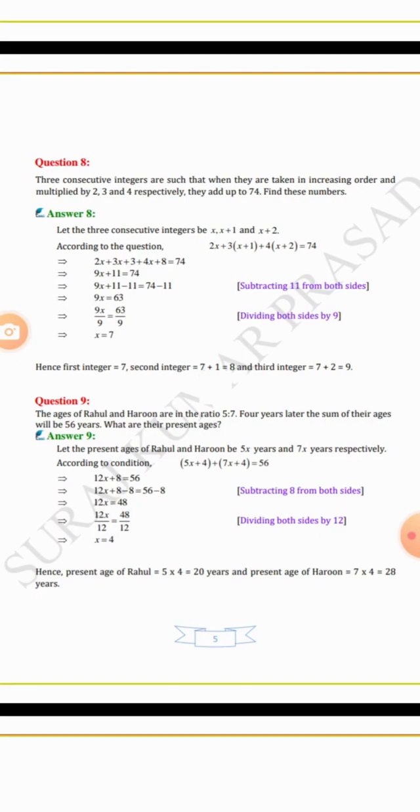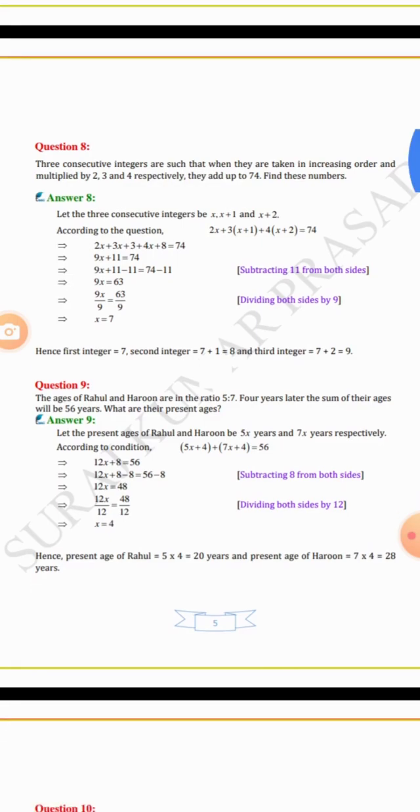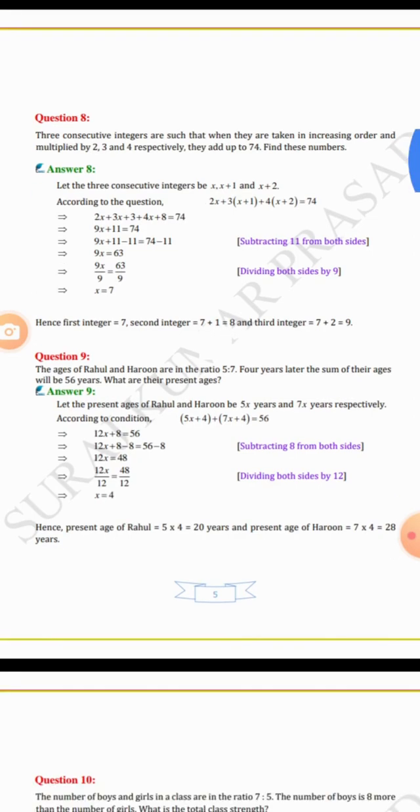Question number 8. Three consecutive integers are such that when they are taken in increasing order and multiplied by 2, 3 and 4 respectively, they add up to 74. Find these numbers. Let the three consecutive integers be x, x plus 1 and x plus 2. According to the question, 2x plus 3 of x plus 1 plus 4 of x plus 2 is equal to 74. Then 2x plus 3x plus 3 plus 4x plus 8 is equal to 74. Then we get 9x plus 11 is equal to 74.